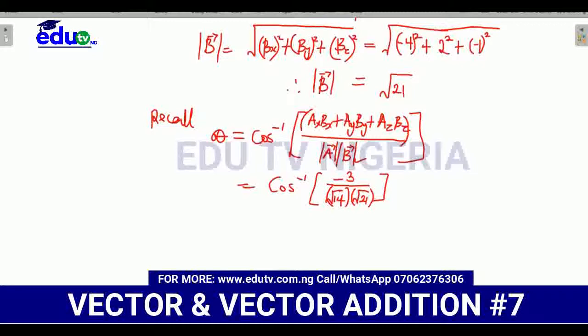Therefore, we have arc cos of minus 3 all over the square root of 14 multiplied by 21, and that will give us minus 0.175. Therefore, theta will be given to us as about 100 degrees.